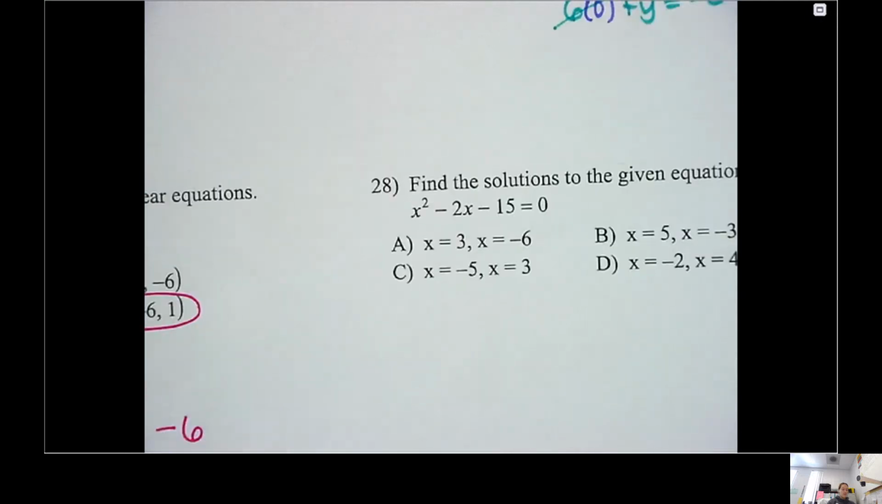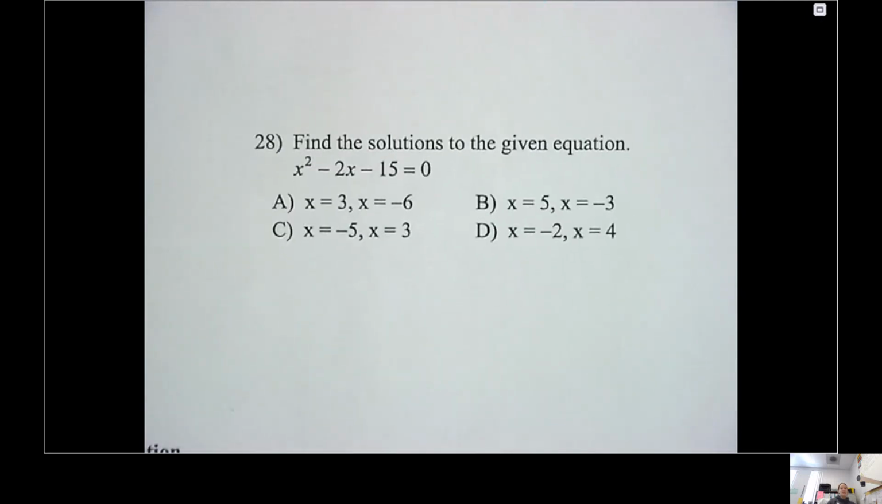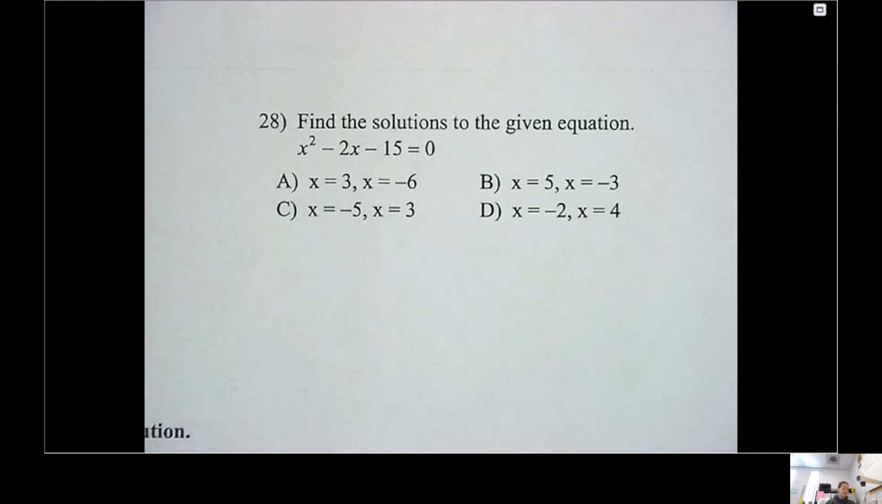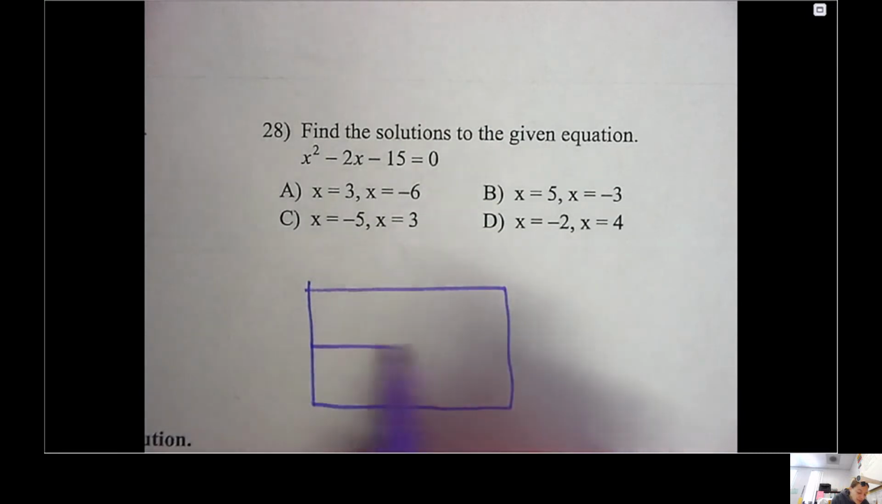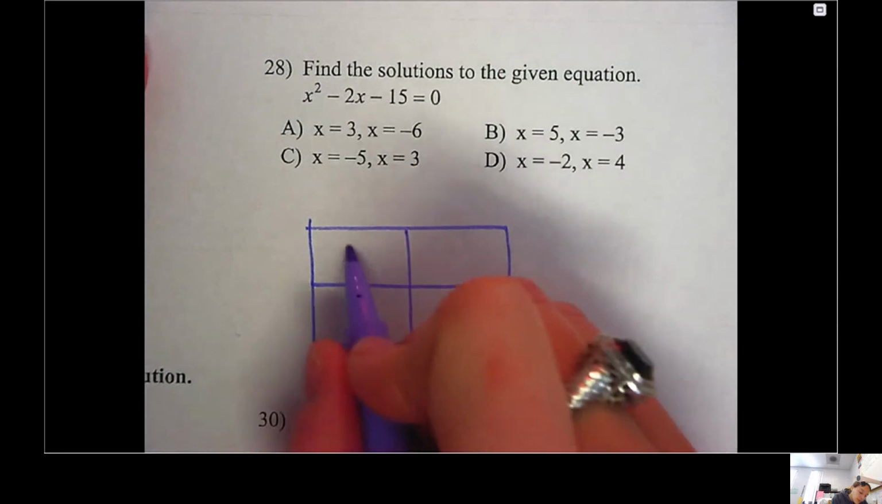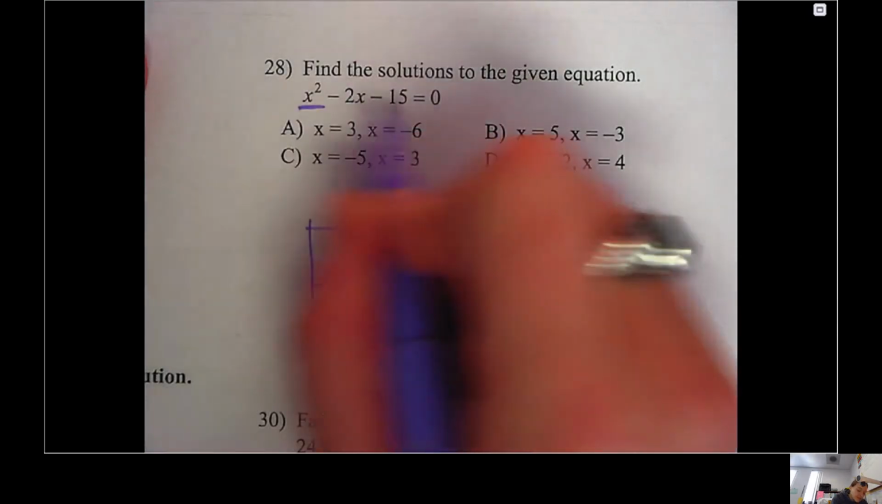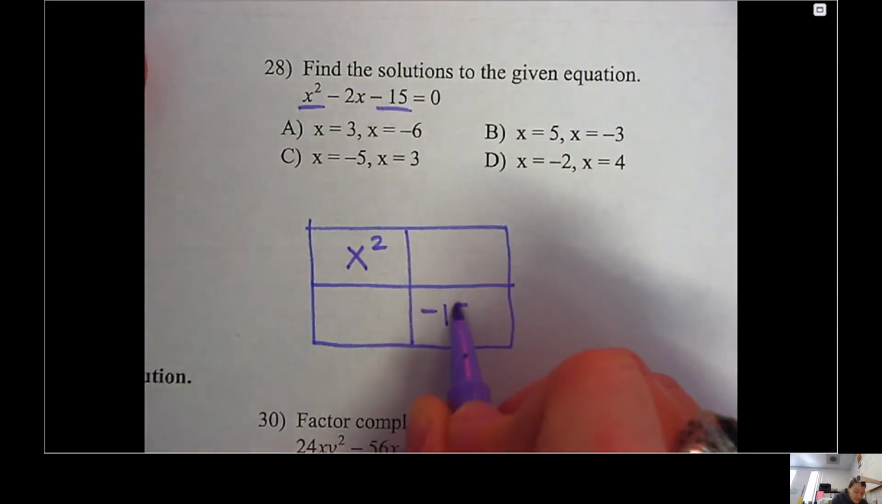Okay, almost done. 3 more. Find the solutions. We got an x squared. That means it's time for a box. I'm sure you're rolling your eyes at me now like, my gosh, Mr. Mass, how many boxes can we do? A million, forever. Okay, first box is x squared. Last box is negative 15.